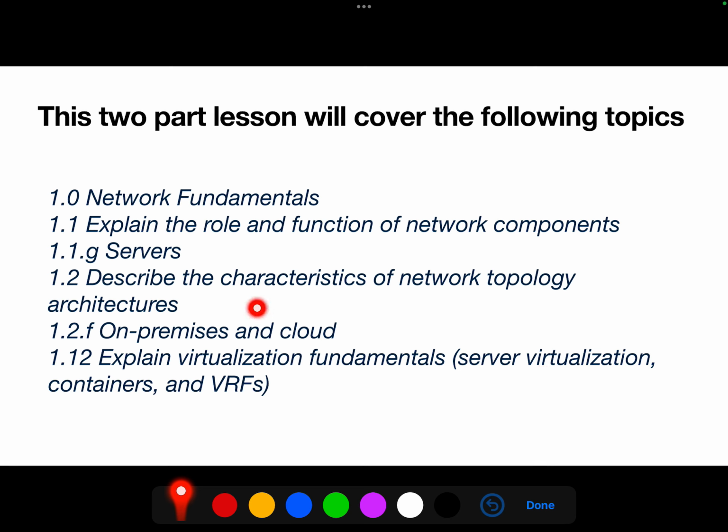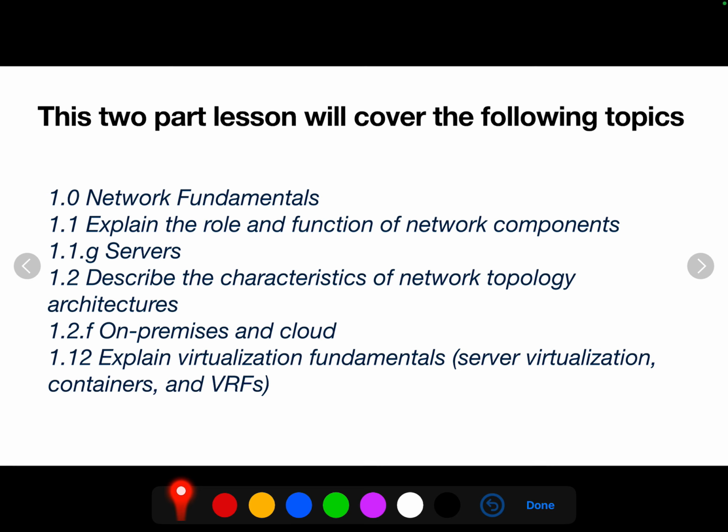There's a few things to cloud architecture. In network fundamentals, in the blueprint, you have 1.1, explain the role and function of network components, 1.1g servers. Then 1.2, describe the characteristics of network topology architectures, 1.2f on premises and cloud. So we'll be discussing both in this video and in the next video.